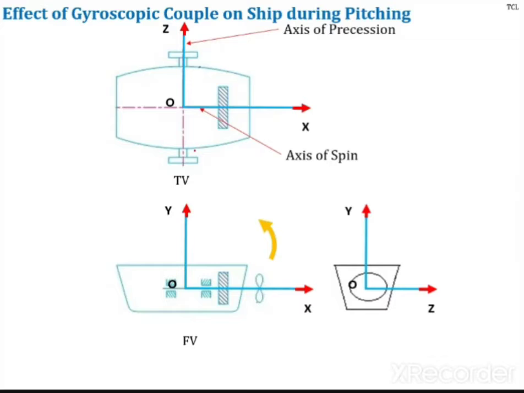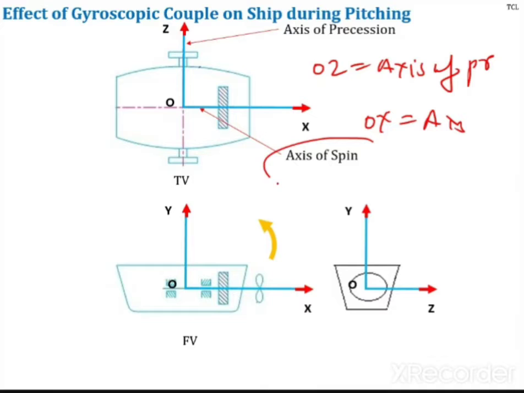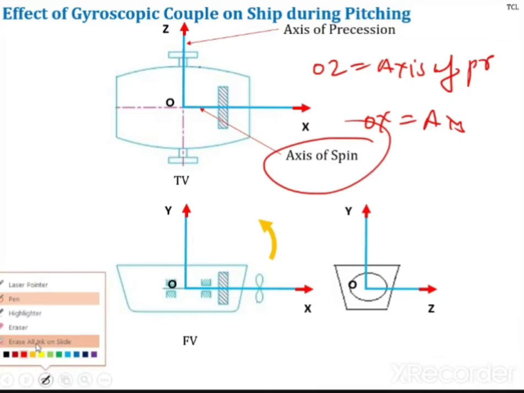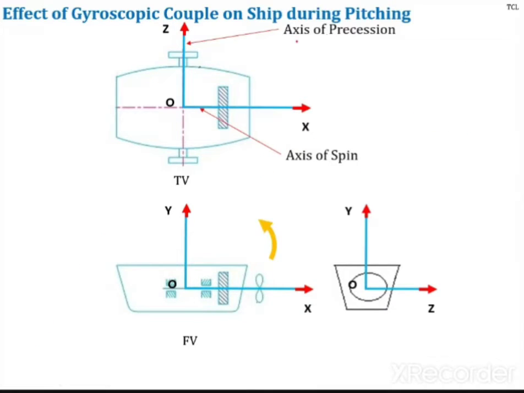When you look from the top view, for pitching, OZ is the axis of precession and OX is the axis of spin. This is the first point to be clear about: axis of precession and axis of spin. In case of steering, OY is the axis of precession. So OZ and OX, this is clear. Now we'll see the effect.